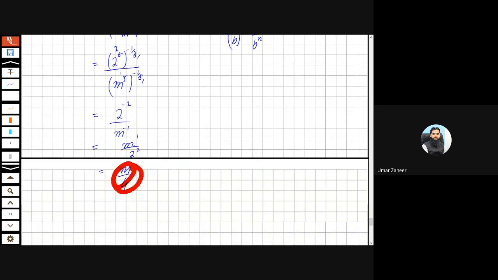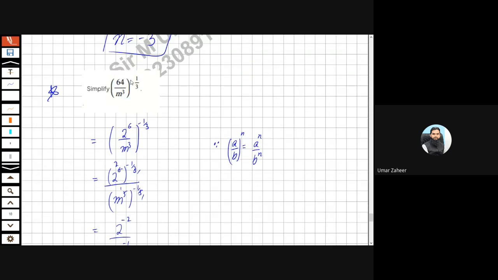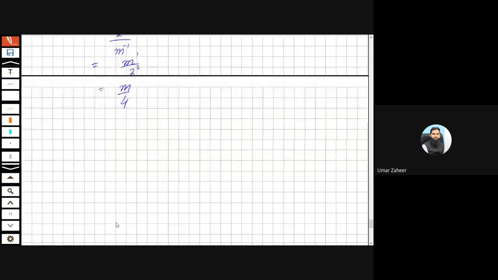All right. You can do the same thing here as well. Means you have 16 over m cube, raised to minus 1 by 3. If you write it as m cube over 64, then minus 1 by 3 will become plus 1 by 3. You have to change the sign in the first step as well. All right. That is another possibility.